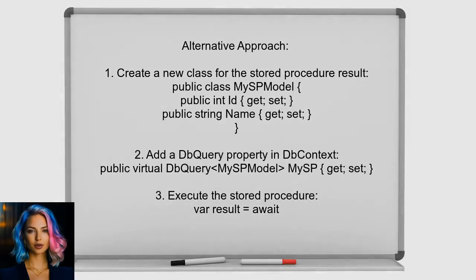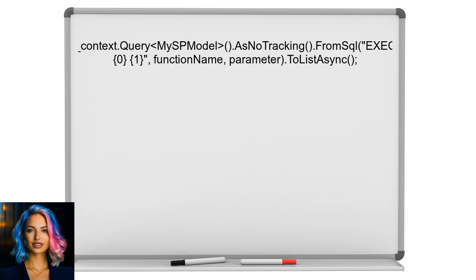An alternative approach to accessing stored procedures in Entity Framework Core involves 3 steps. First, create a new class that mirrors the structure of the stored procedure's result set. For example, if your stored procedure returns an ID and name, define a class with those properties. Second, add a DB query property to your DB context for this new class. Finally, you can execute the stored procedure using the fromSQL method to retrieve the results asynchronously.